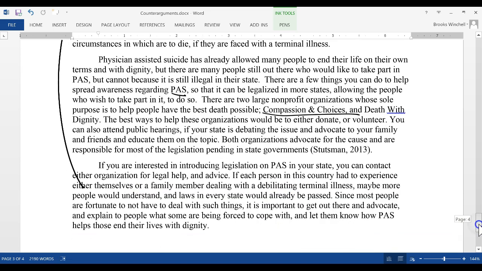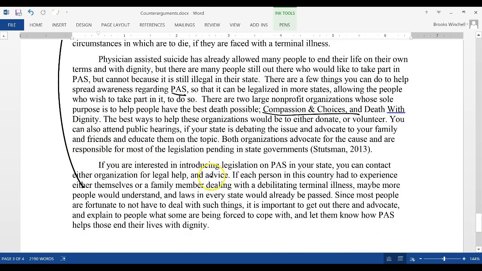And then she kind of wraps it up here. If you're interested in introducing legislation on PAS in your state, you can contact either organization for legal help and advice. Each person in this country had to experience either themselves or a family member dealing with debilitating terminal illness. Maybe more people would understand, and laws in every state would already be passed. Since most people are fortunate to not have to deal with such things, it's important to get out there and advocate and explain to people what some are being forced to cope with, and let them know that PAS helps those end their lives with dignity.